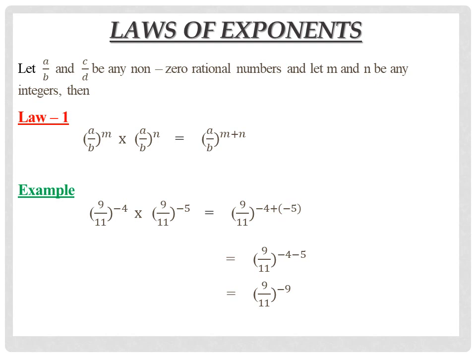If we take the example 9 upon 11 raised to power minus 4 into 9 upon 11 raised to power minus 5, you see here that both rational numbers have the same base, that is 9 upon 11, and this is a case of multiplication, so the powers should be added. So we get 9 upon 11 raised to power minus 4 plus minus 5. Here plus minus becomes minus, so we will get 9 upon 11 raised to power minus 9. This is the first law of exponents.